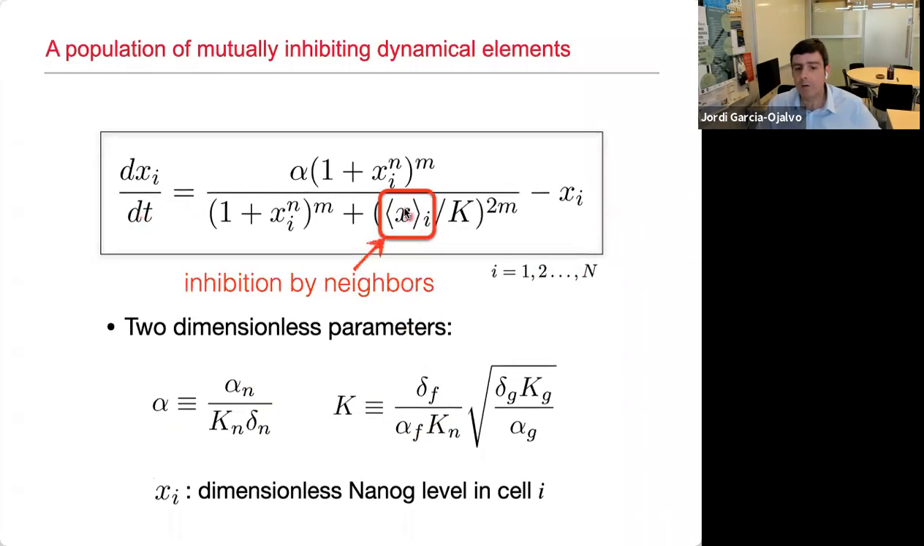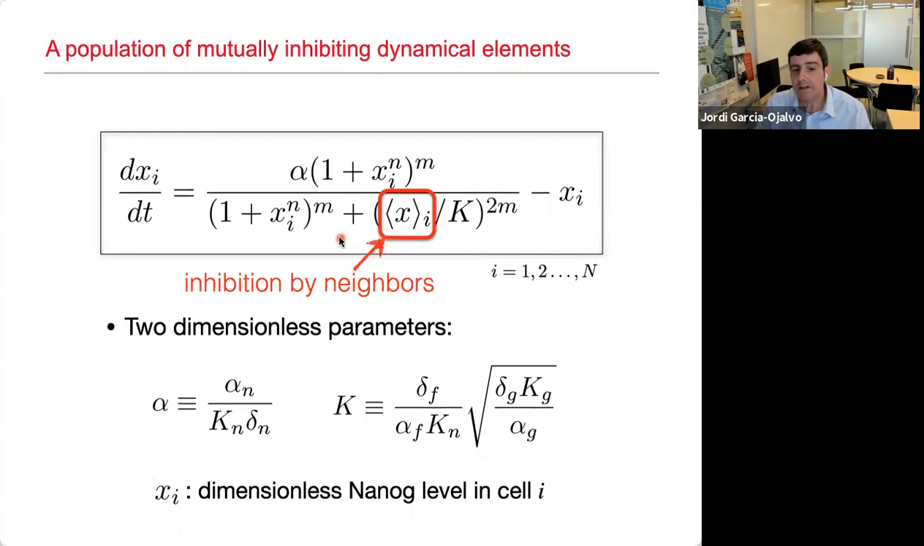And I would like to point out again that NANOG is inhibited by the value of NANOG in the neighbors, okay? So we can see here that this is where the value of NANOG in the neighbors comes in. It comes in the denominator, which means that if NANOG is high in one cell, it's going to force NANOG to be low in the neighboring cells, okay?